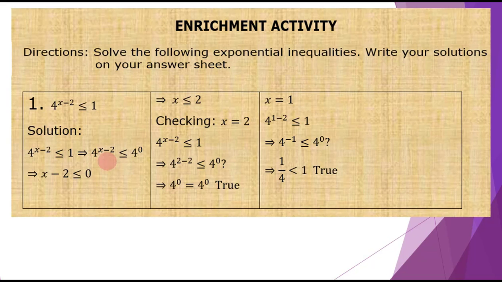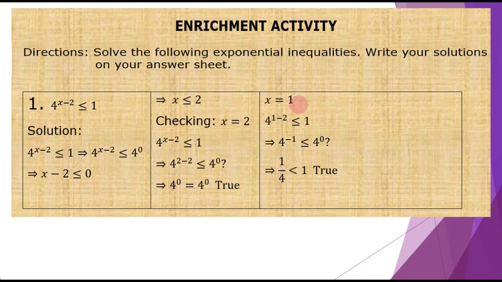Now we have the same base, so we can write x minus 2 is less than or equal to 0. Solving for x, we have x is less than or equal to 2. Now for checking, let's have x equals 2. Going back to the original inequality, is 4 raised to 0 equal to 4 raised to 0? Of course, it's true.